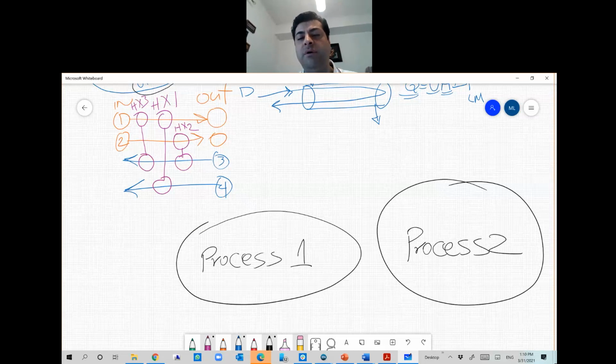Similar to the case of a biorefinery and a pulp and paper. Let's say process one is the process that already exists, like a pulp and paper company. But process two is a new biorefinery that you want to design beside your pulp and paper company, in order to take the advantage.